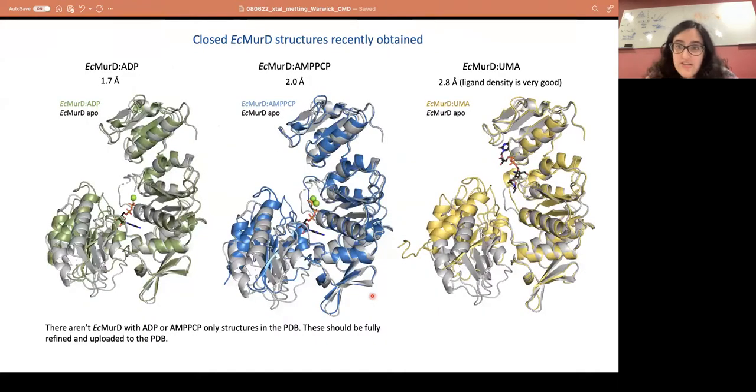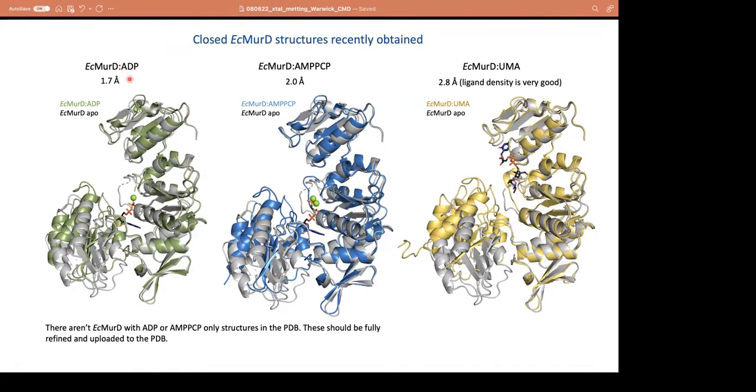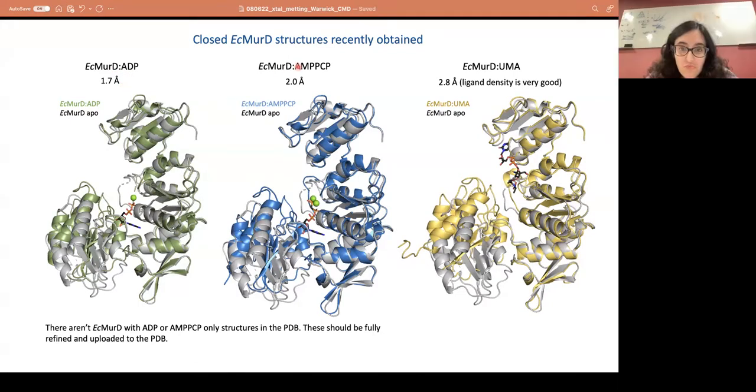So these are the three structures. Mur-D ADP is 1.7 angstroms, quite good. AMPCP 2 angstroms, also good. You can see all the densities are really nice. Everything is very clear. You can see the ADP and the magnesium and the AMPCP and the 2 magnesiums bound, everything as expected.